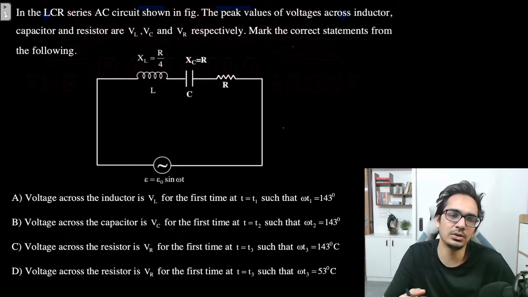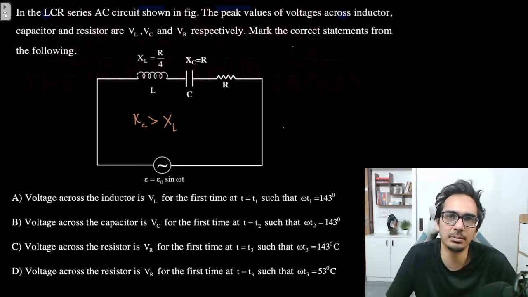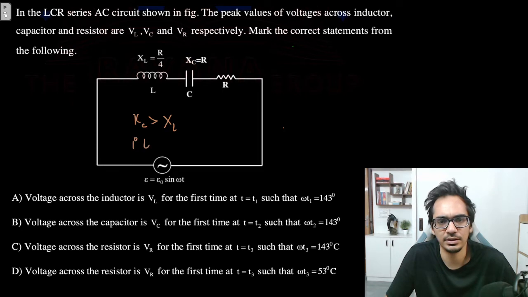Now the voltage across the inductor is VL, and VL, VC, VR are the peak values. So first of all, let's analyze it in the standard way that you must have done, and then we will see how to use our concept to solve this question. Okay, so let's start. XL is given as R by 4, XC is given as R, and the resistance is R. XC is greater than XL, so overall it will behave like a capacitive circuit, and in a capacitor the current will lead the voltage.